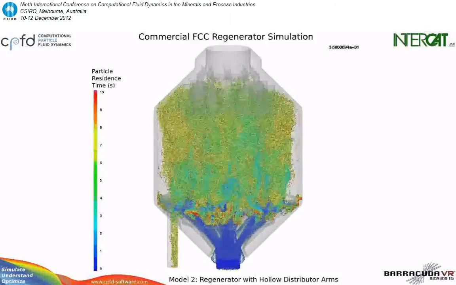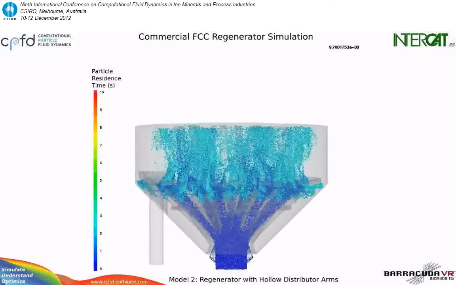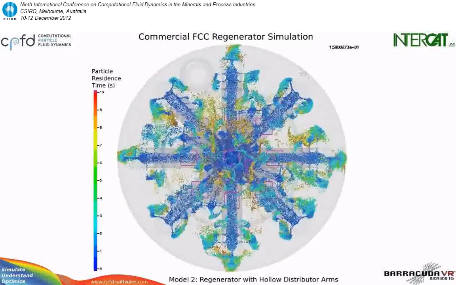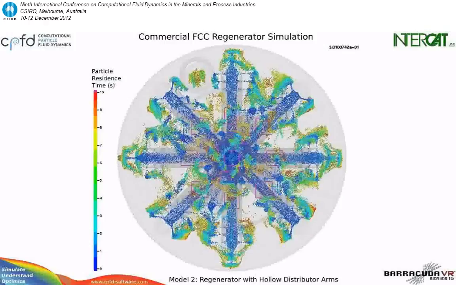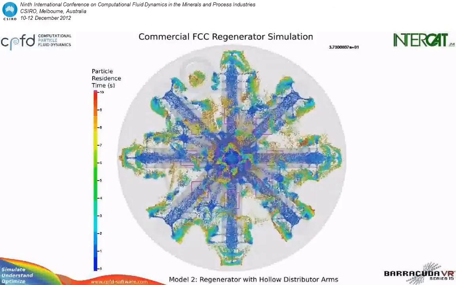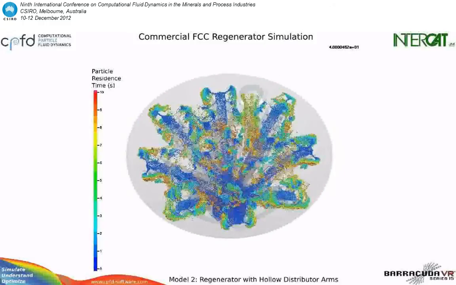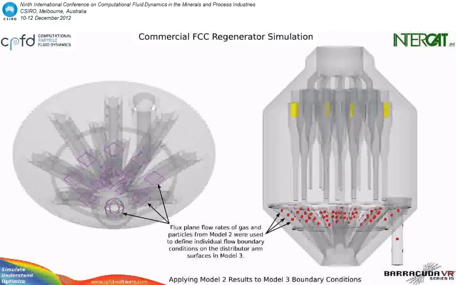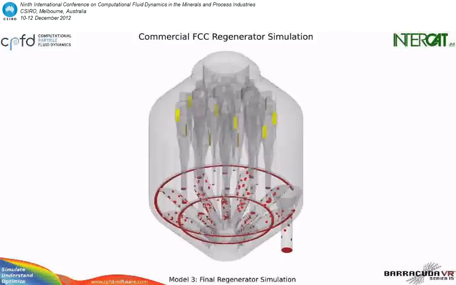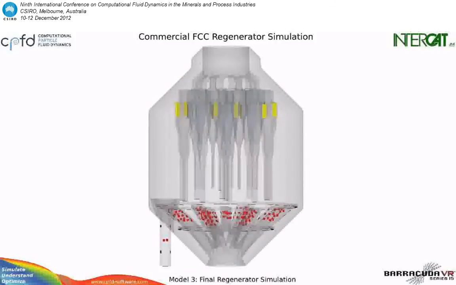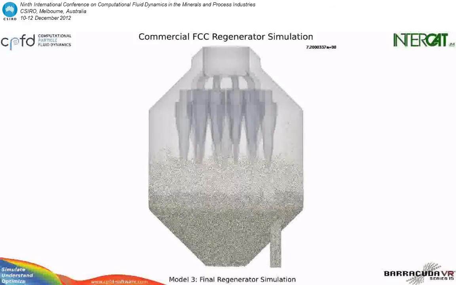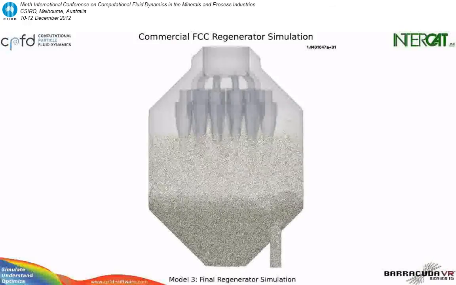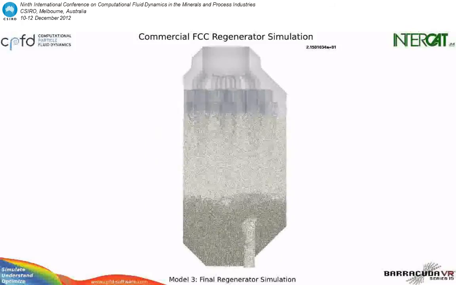Here we're modeling the regenerator with hollow distributor arms, and we're doing it to try to determine the mass flux of spent cat through the nozzles that are located on each of the distributor arms. The flux planes are used to determine that mass flux, and then that mass flux that we've determined from model number 2 is then fed into model number 3 as boundary conditions for the fully reacting FCC regenerator simulation. So each of those red spots is the boundary condition for incoming spent catalyst.